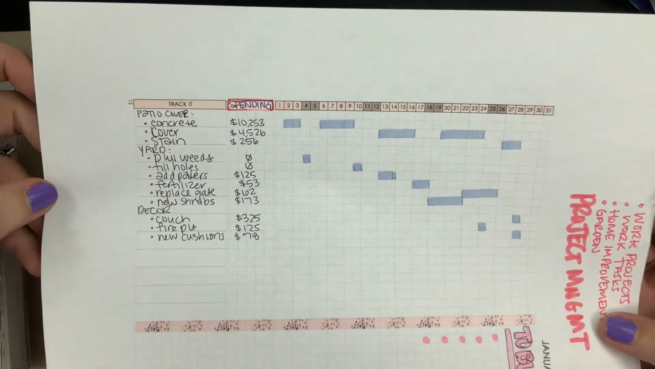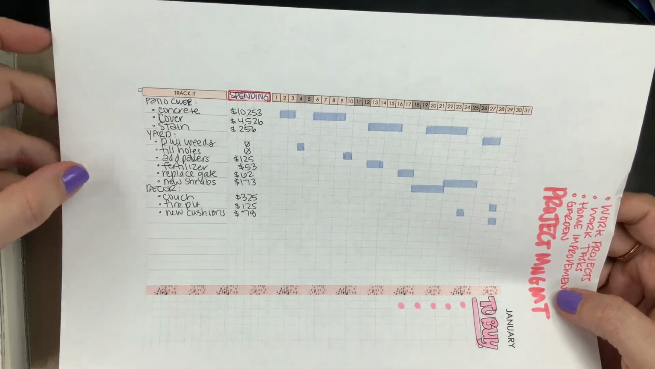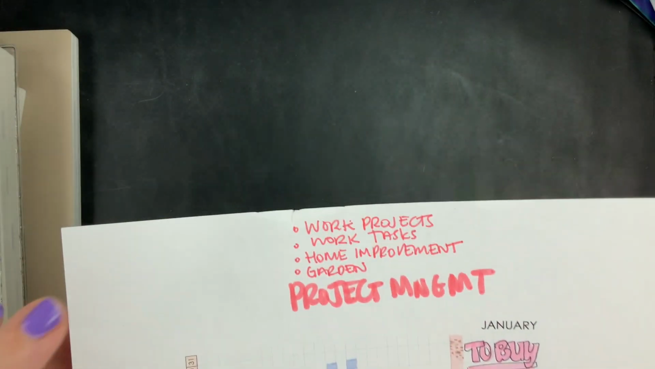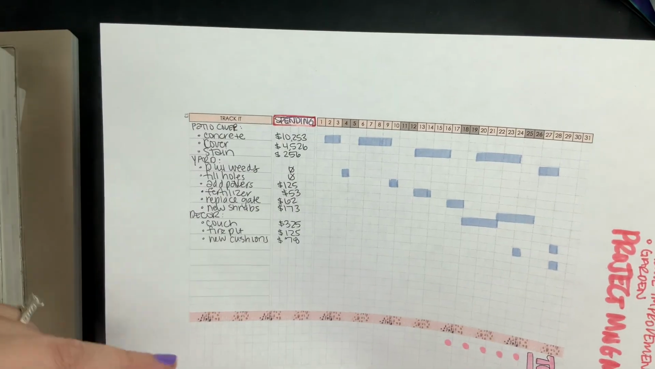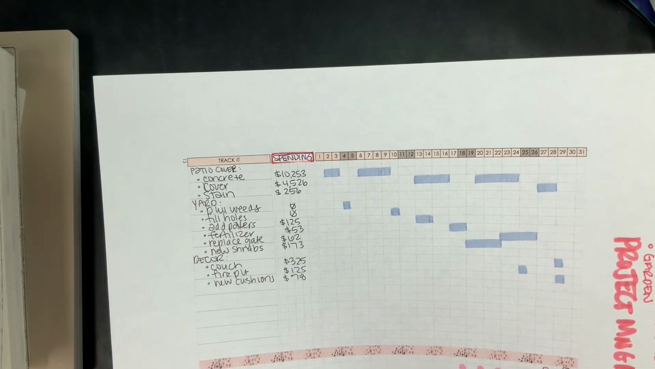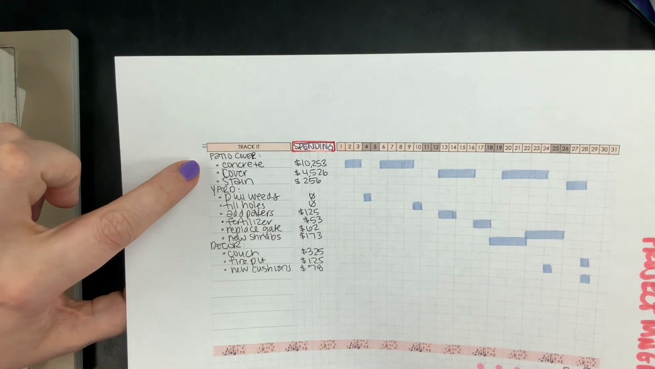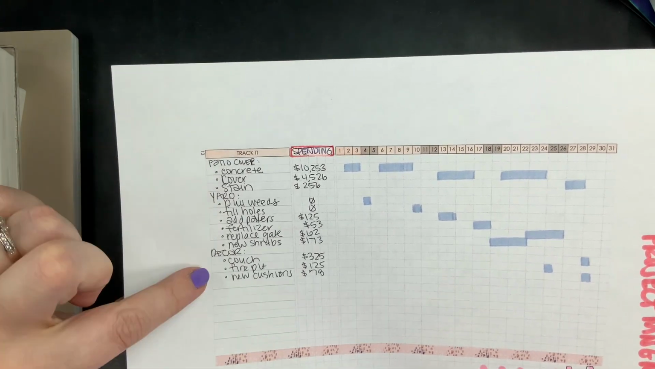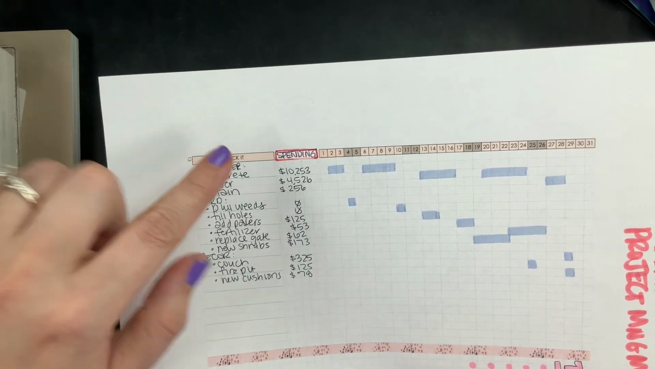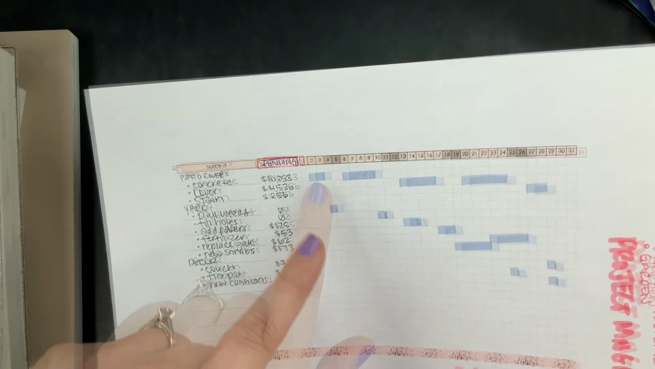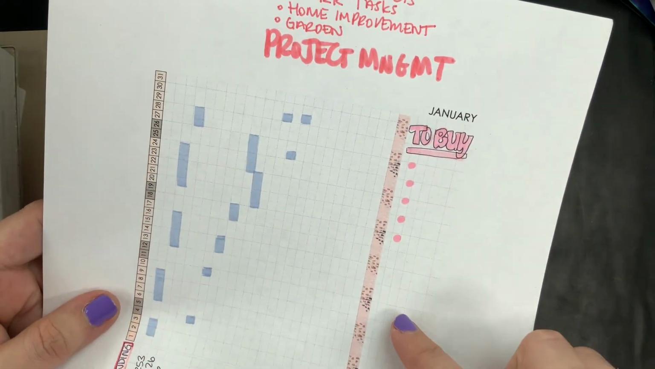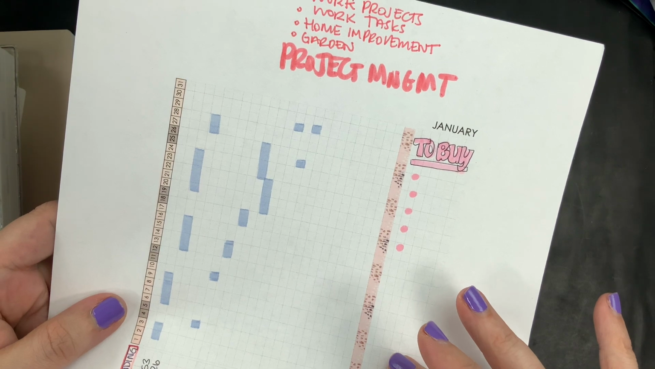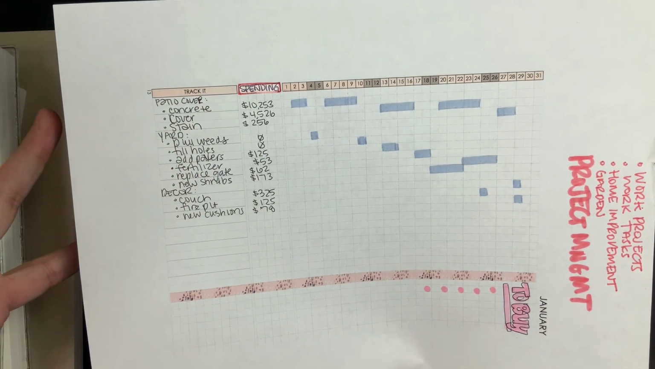The next idea is to use it for project management. And this could be all sorts of projects. You could use it for work projects, work tasks, home improvement, gardening, whatever it is that you wanted. In this example, I was doing a backyard sort of remodel situation. And so you can list out the things that you need to do for the project. You could list out the spending for the project, and then you could mark when those things got done, how long they took, etc. And you could use the grid section over here for a to-buy list if you wanted. Lots of different ways you could use this for project management.